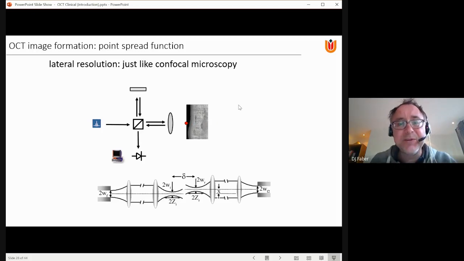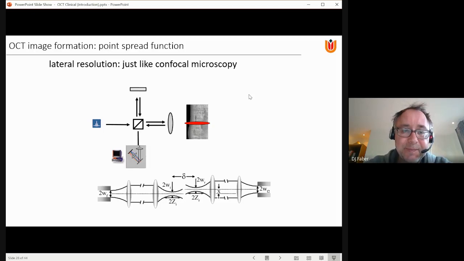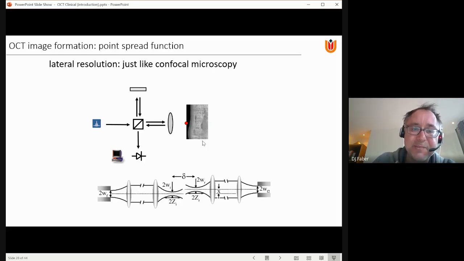For the axial resolution, it is a little bit different. If you have an old-fashioned time domain OCT system, you would have the reference mirror move. That is the one on top there, to obtain your image, and your measurement point would scan through the tissue just like that.